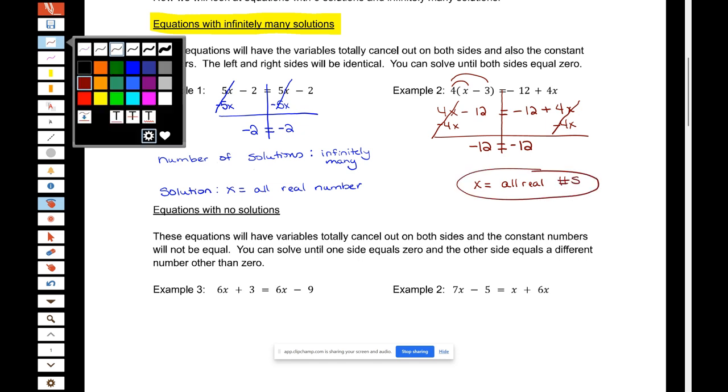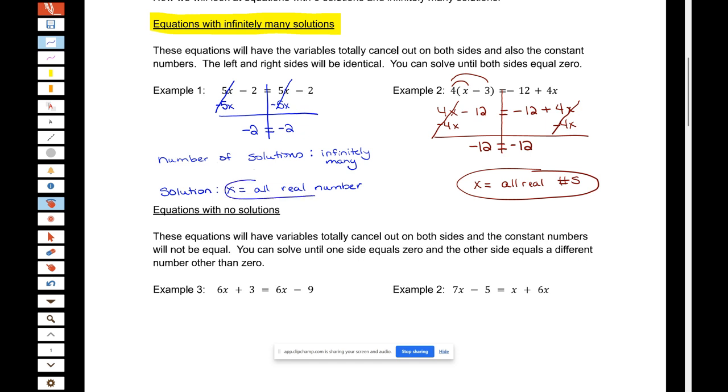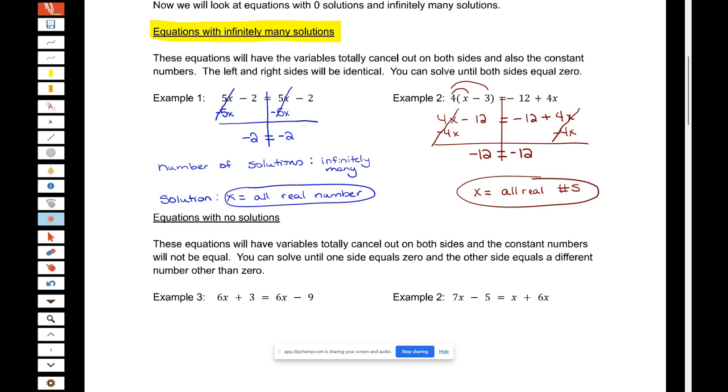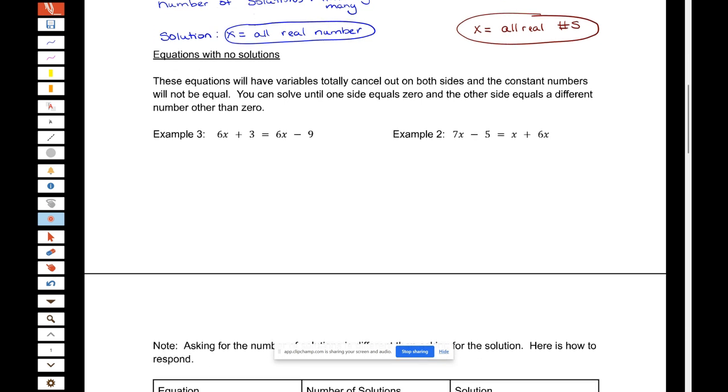I'm going to go back and circle the solution here. x equals all real numbers. You have to write that. You just can't leave it as -2 equals -2. You have to write down that you know what that means, that all numbers are a solution to that equation. All right, so that's equations that have infinitely many solutions. The variables cancel out and the constants are equal. Make sure you still remember that if you have any simplifying you can do, you should do that before you do any inverse operations, just as we discussed before.